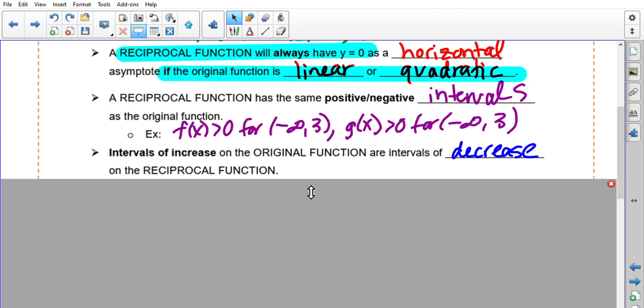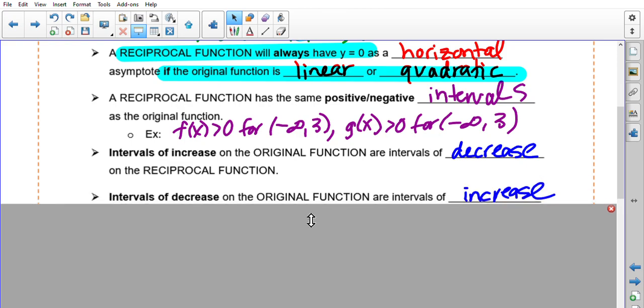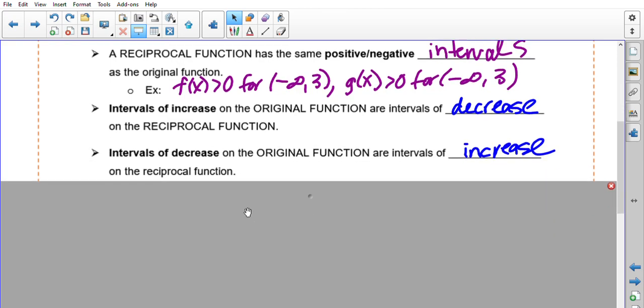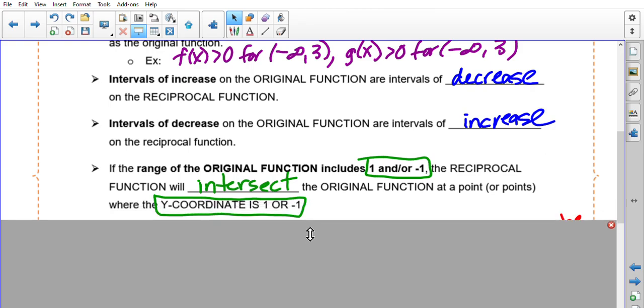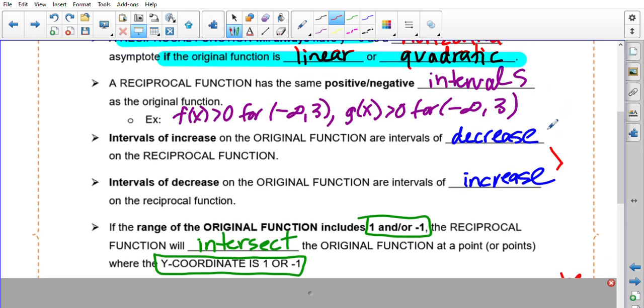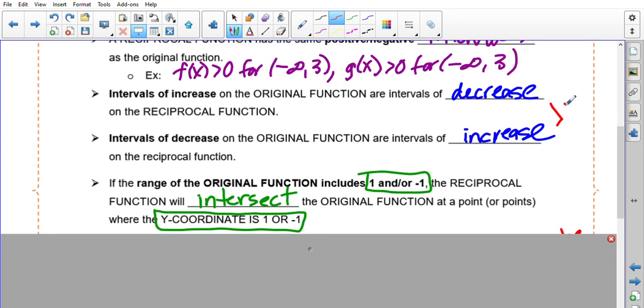The intervals of increase of the original should become the intervals of decrease of the reciprocal. We know those swap, and vice versa here. Intervals of decrease become intervals of increase for the reciprocal. And keep in mind here you have to consider your VAs. So write that in, consider your VAs.